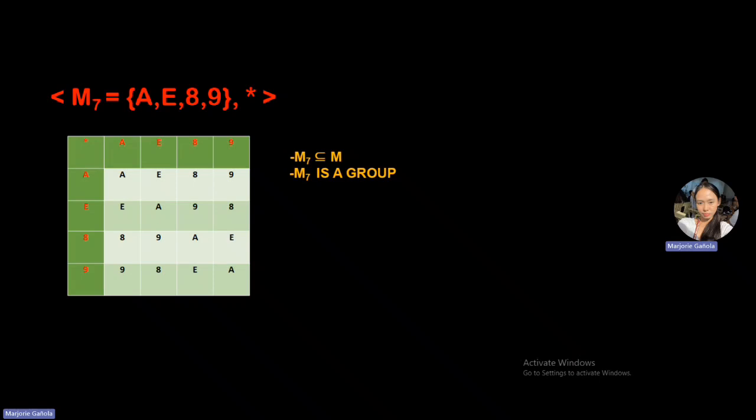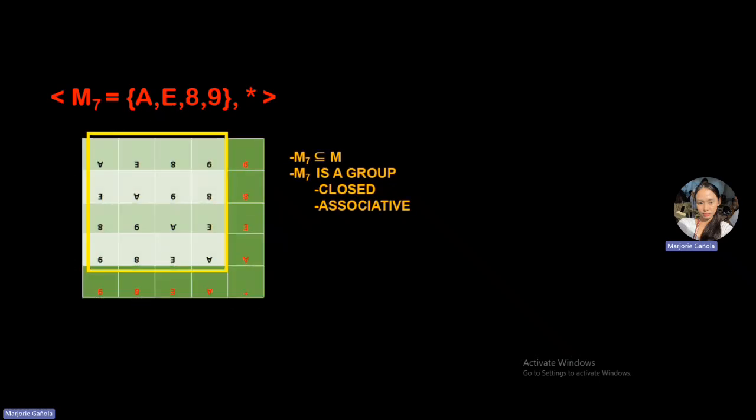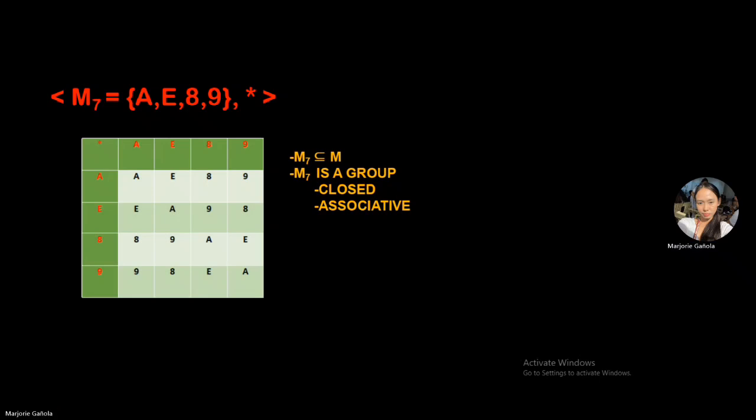M sub 7 is a group because it is closed. It is also associative because if we flip the table 180 degrees and interchange the rows and columns, the elements inside will still look the same as the original, so it is associative.